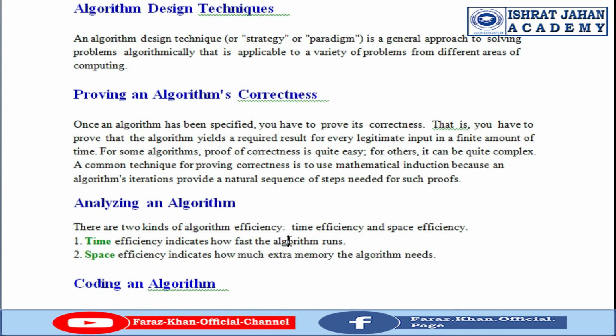So finally, after going through the above steps, we code the algorithm. Now it's up to you whether you want to code in C sharp, C++, Python, Visual Basic, etc. So by the end of this topic, I conclude my lecture number 1 of algorithm.